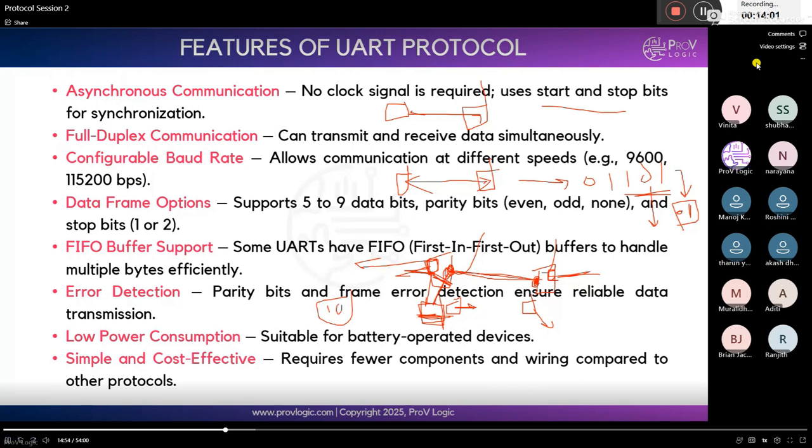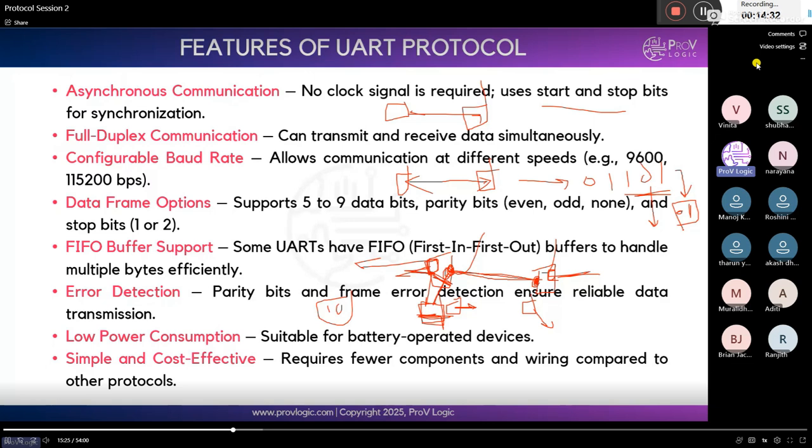And next, low power consumption. Mainly UART protocol is low power. Why? Because it has a very minimum number of signals. Whenever there are minimum number of signals, automatically the power consumption will be low, right? Because it works at a low speed, low data, just 8-bit data or 10-bit data, mostly 11-bit data including parity. So when there are fewer bits, automatically the power consumption is also low.